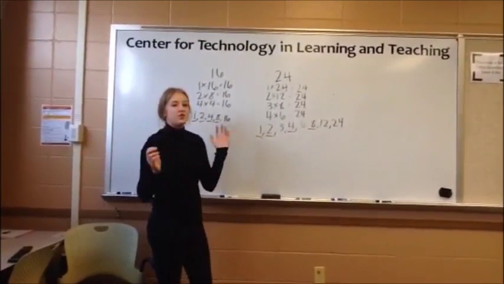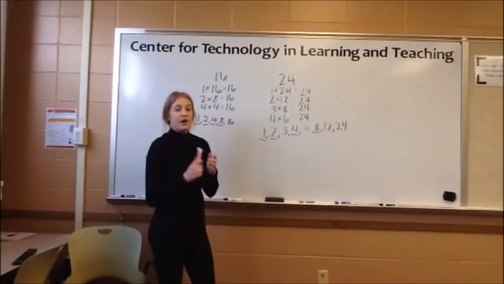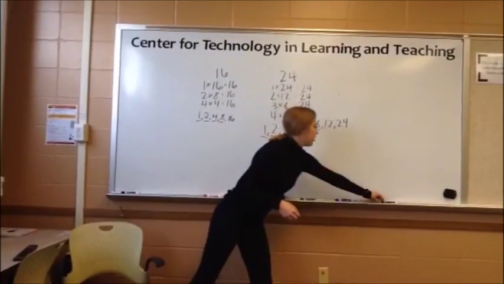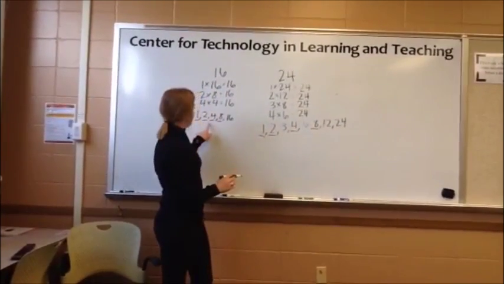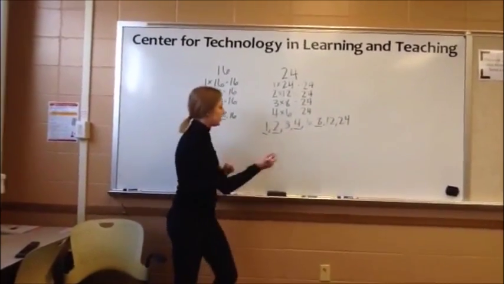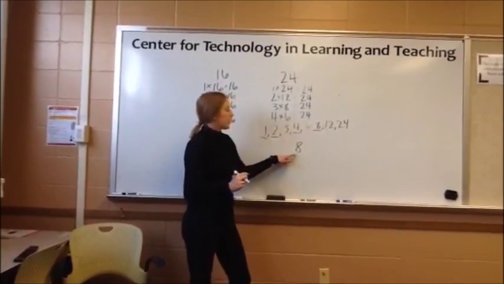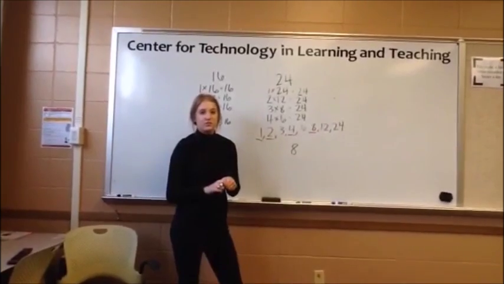So now we want to find the greatest common factor to help Sarah find the amount of flower bouquets she can make. So when I look at all of my common factors, I have 1, 2, 4, and 8 in both sides. So I know that 8 is my greatest common factor, so Sarah can make 8 bouquets of flowers.